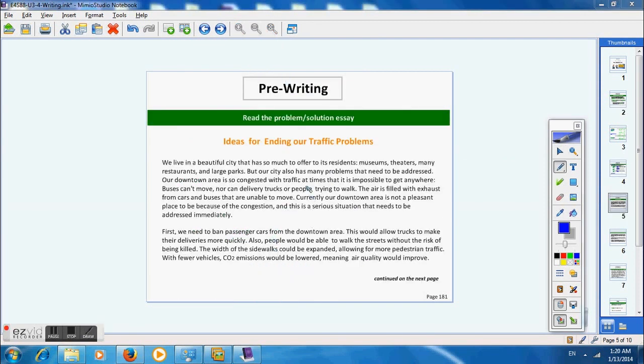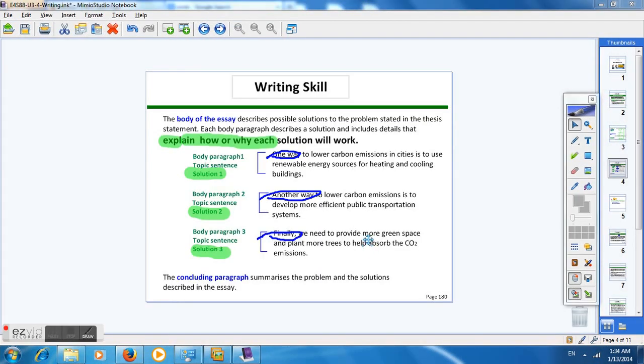Now read a sample of a problem solution essay. The title of this is Ideas for Ending Our Traffic Problems. What is the problem? Traffic. I just realized that we had a problem with this page a while ago. Okay, so let me show you the whole page that I played with. So these are the body paragraphs. Okay, and you have the concluding paragraph.